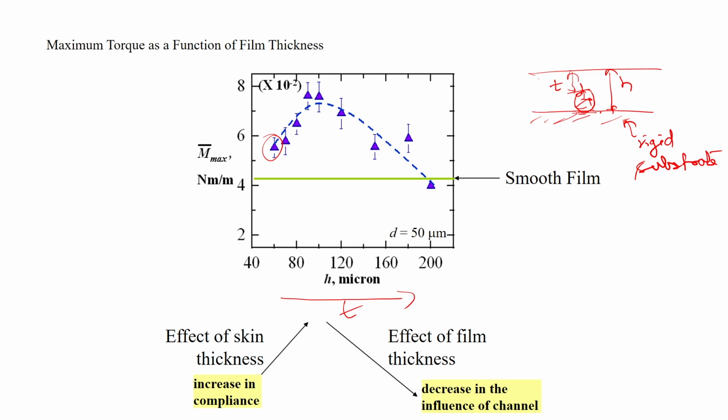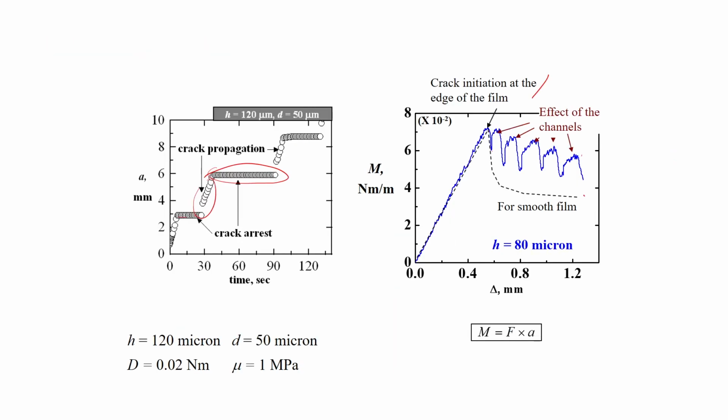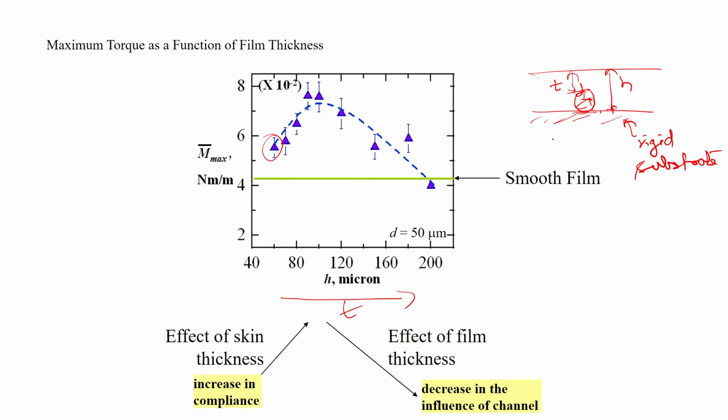So, what we see is that initially, up to some optimized thickness, the torque that needs to be applied, the average torque, slightly decreases, but more or less stays average. Let us say this average torque increases and then decreases. The increasing part we say is the effect of the skin thickness.